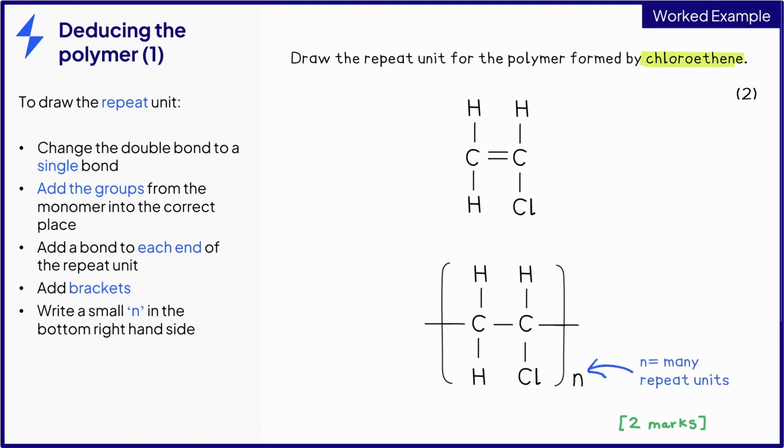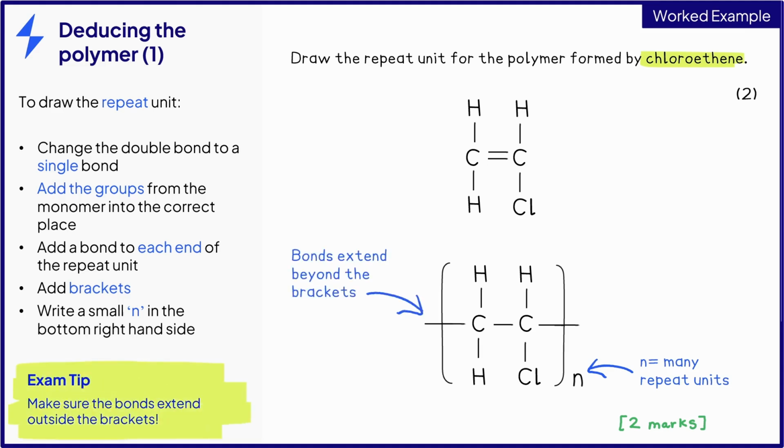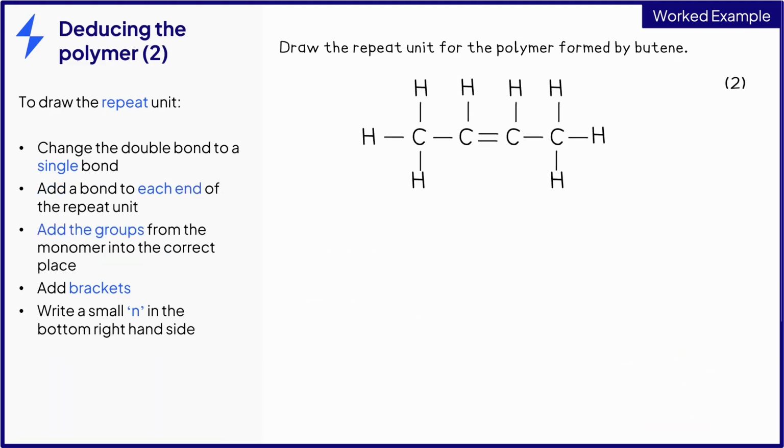The N in the bottom right-hand corner indicates that there are many repeat units. It's really important to make sure that the extension bonds go beyond the brackets, or you will not score the second mark. A more complicated example would be to draw a repeat unit for a longer chained alkene, such as butene, shown here. Again, this question is worth 2 marks.